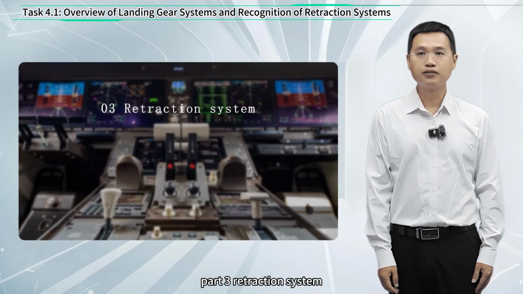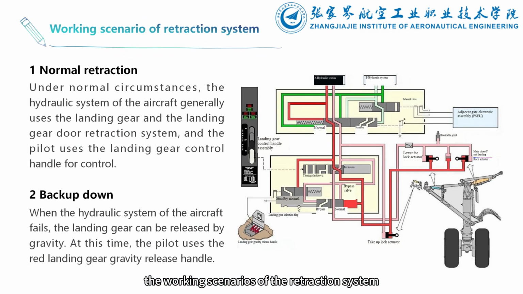Part 3, Retraction System. The working scenarios of the retraction system are divided into normal retraction and backup extension. Under normal circumstances, the hydraulic system of the aircraft drives the landing gear and the landing gear door retraction system, and the pilot uses the landing gear control handle for control. When the hydraulic system of the aircraft fails, the landing gear can be released by gravity. At this time, the pilot uses the red landing gear gravity release handle.